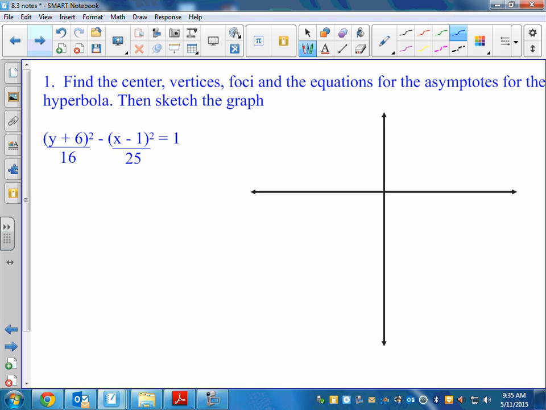Look how nice, it's in the right form. Find the center, the vertices, the foci, and the equation for the asymptotes for the hyperbola, then sketch the graph. Which way is this one going to go? Up and down, left and right?